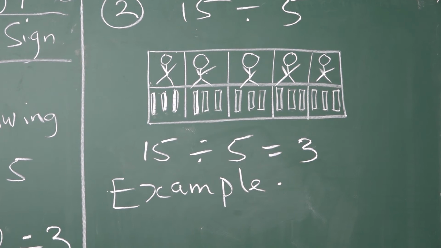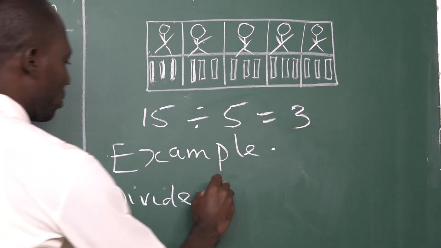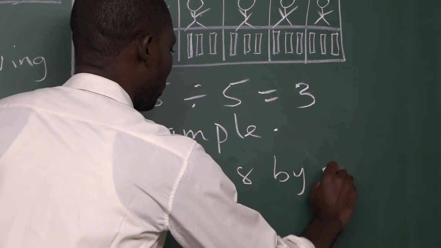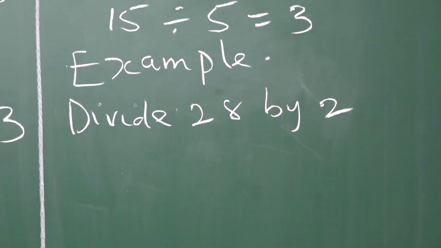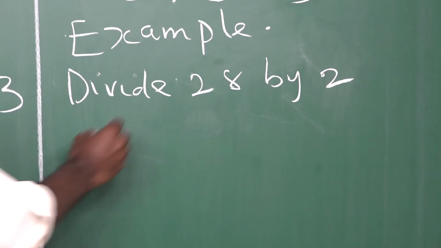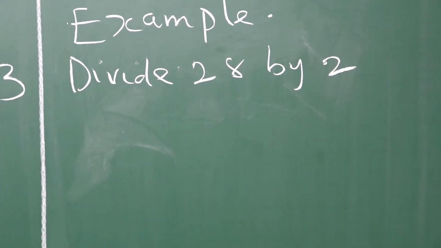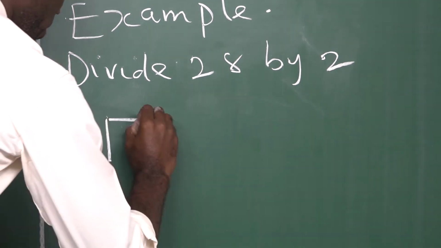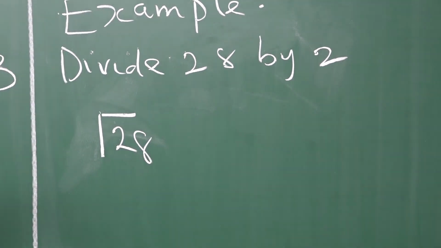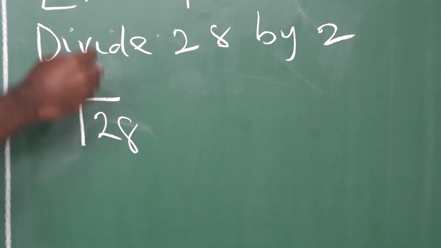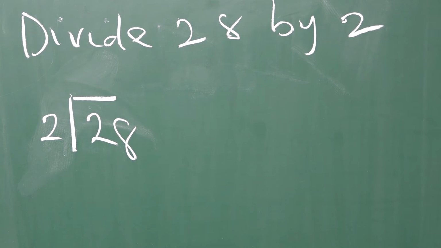And in that case, we'll have: divide 28 by 2. We want to divide 28 by 2. Quickly, we already know what the symbol is. I did mention that at the beginning of this lesson. We have this 28 located inside, and then your 2 will be out. So how do we go about this? We want to find out.